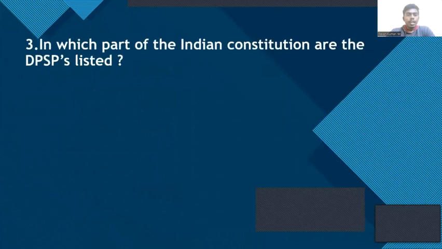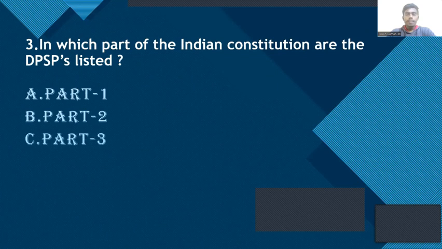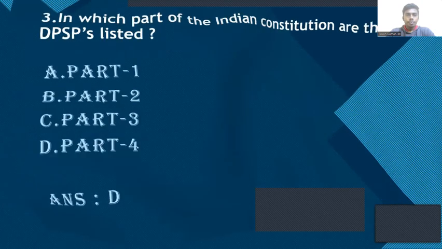Coming to our next question, third question: in which part of the Indian Constitution are the DPSPs listed? Options are option A part 1, option B part 2, option C part 3, and option D is part 4. So the answer is option D, part 4.